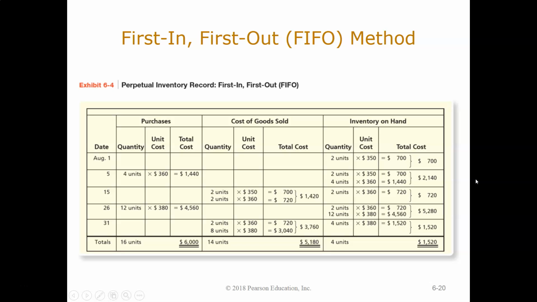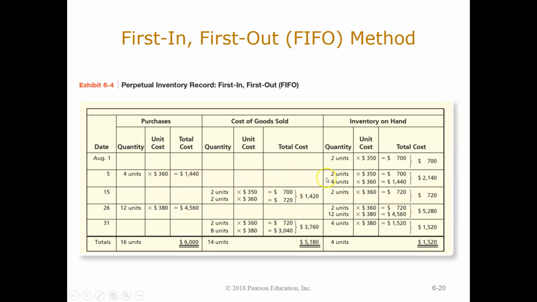When they realize, wow, couches are becoming really popular, we need to get some more in inventory, they go and buy 4 more. However, by August 5th, the price has already bumped up. They don't care. They buy 4 more, and this time they pay $360 each.